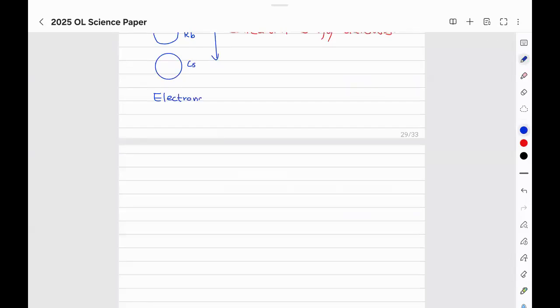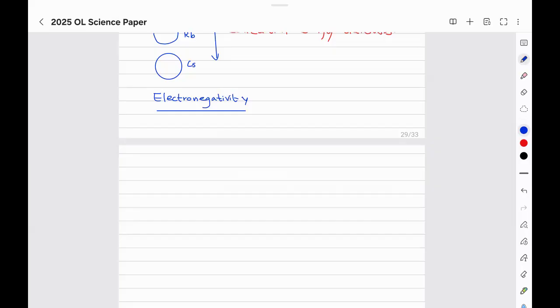First of all, what is meant by electronegativity? Can anyone explain, give the definition for electronegativity? Anyone? Electronegativity means the ability of an atom of an element to attract electrons of another element.